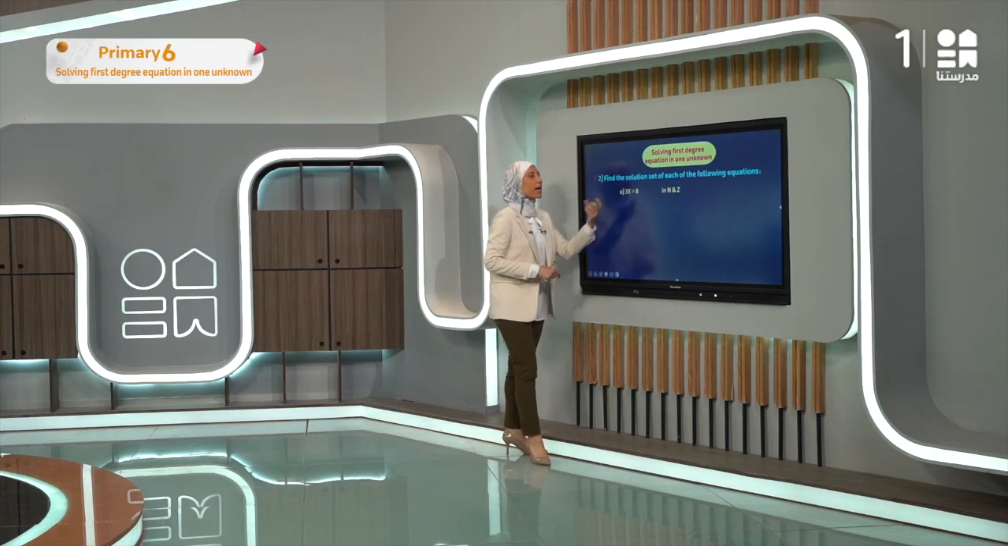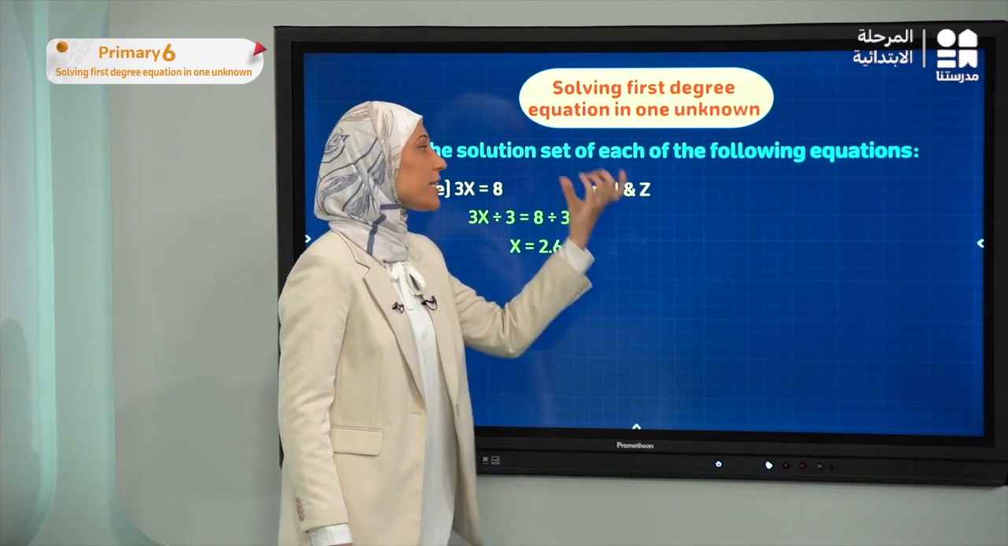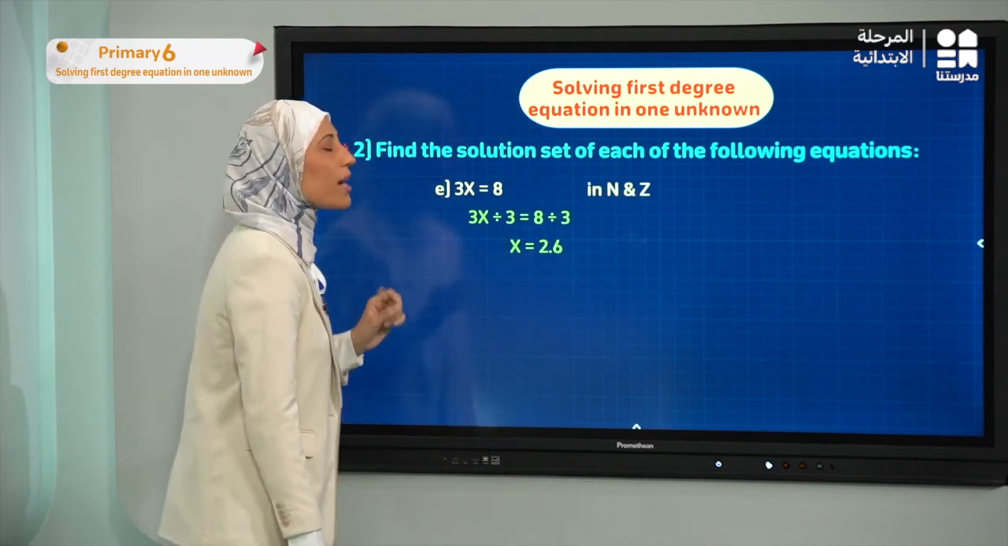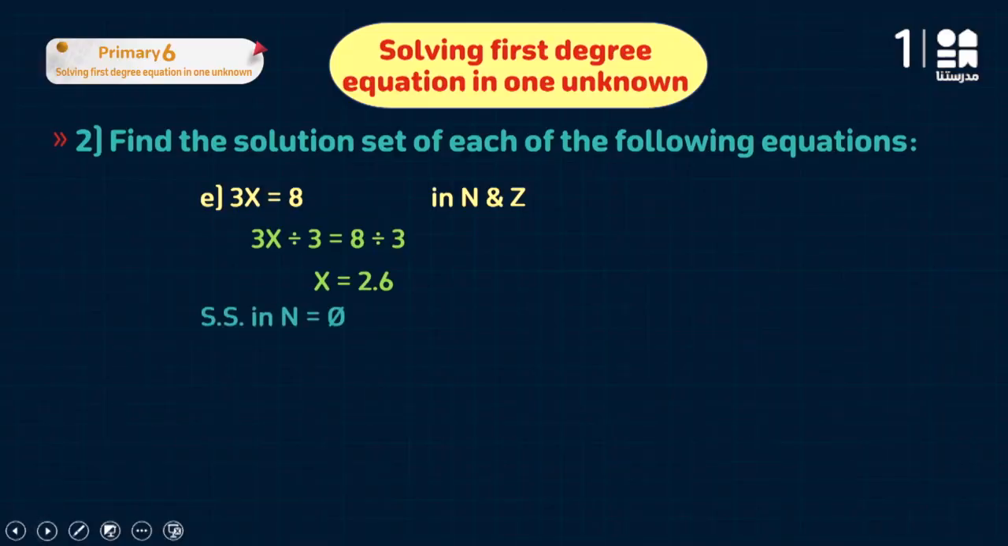The last exercise I have is 3x equals 8. He wants me to find the solution set once in N and once in Z. So 3x equals 8. First, I will simplify the 3 times x by dividing by itself to make it 1. So 3x divided by 3 and 8 divided by 3. 8 divided by 3 also gives me a decimal number. So do I have a decimal number in Z or N? Of course not. So my solution set in N and Z will be phi. I will go on to write it, it's phi.